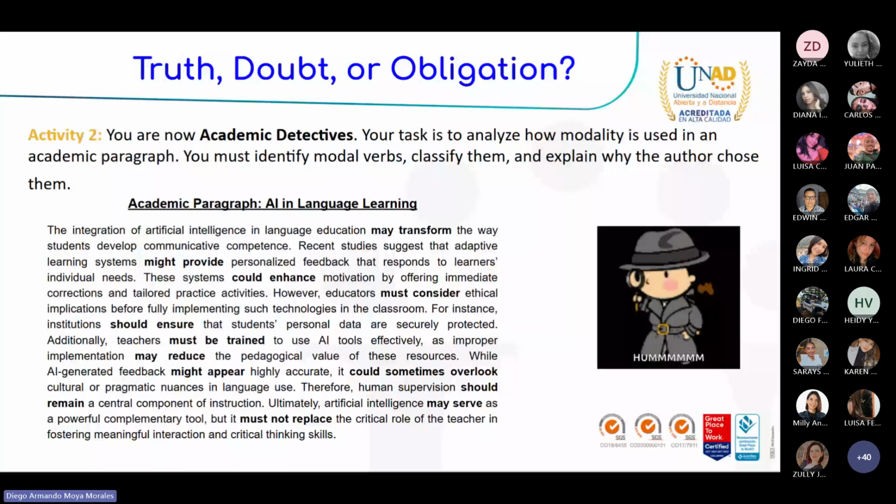Okay, we have a couple of answers already done here in the chat. I'm going to read them. Karen, thank you very much for your participation. May transform. Yes, this is optional. This is a probability. It is possible, but it might not be possible, Karen. Yes, that's true. Diana. Okay, the same answer. Correct.